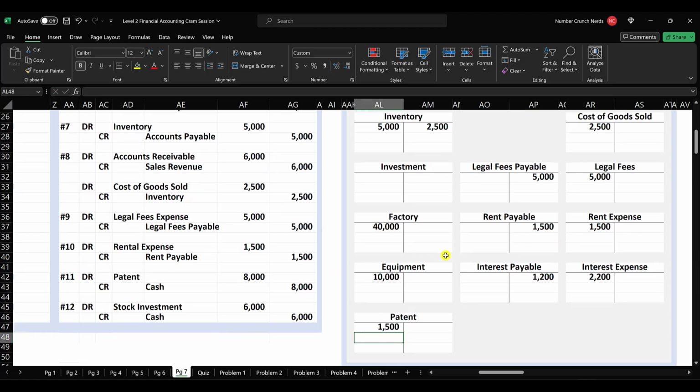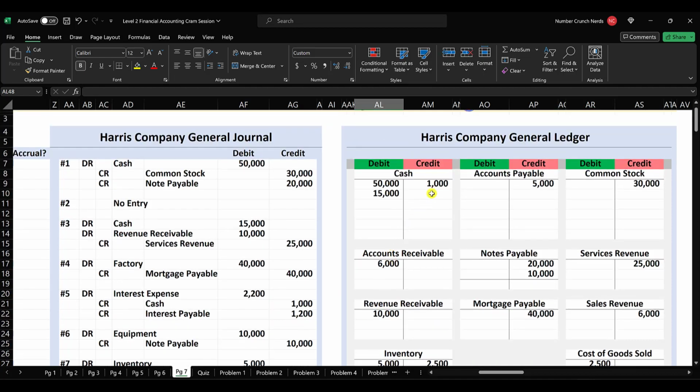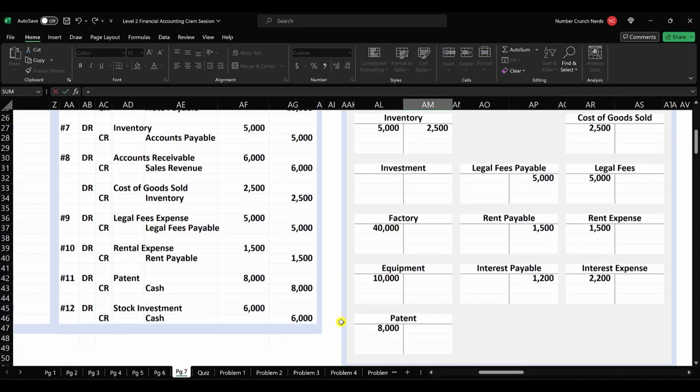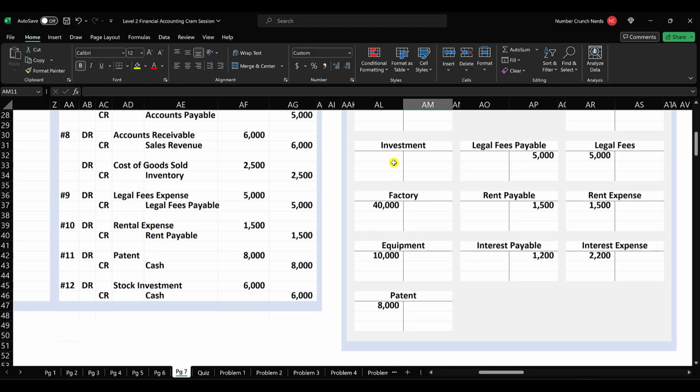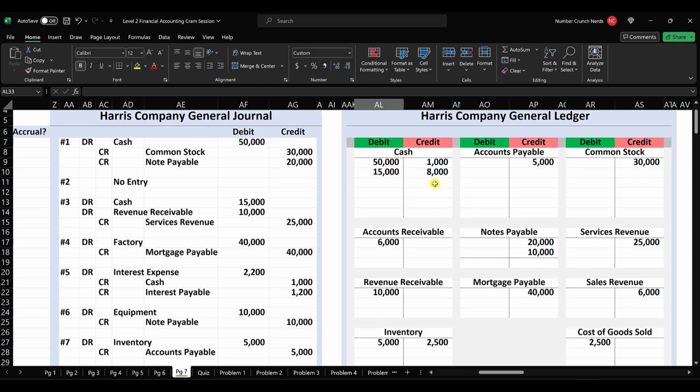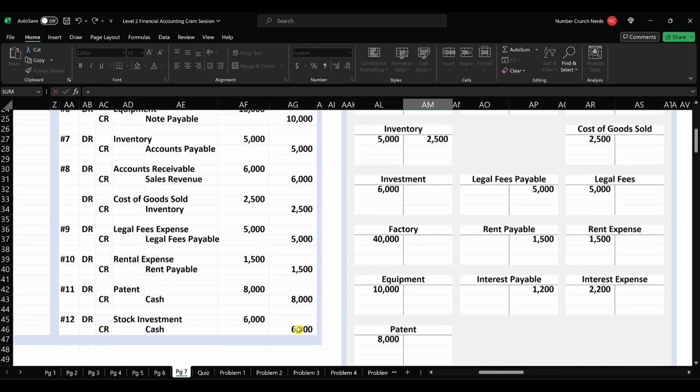Patent, that is an asset, increases with a debit. Where was I? Patent, cash. Wait a second. Hold on, I typed in the wrong one. Rent payable, rent expense was the 15. Patent was $8,000. There we go. The other side of that was cash. Go up here. We're going to enter the cash side. And finally, stock investment. Investment is an asset, increases with a debit. We paid cash. Cash decreases with a credit.